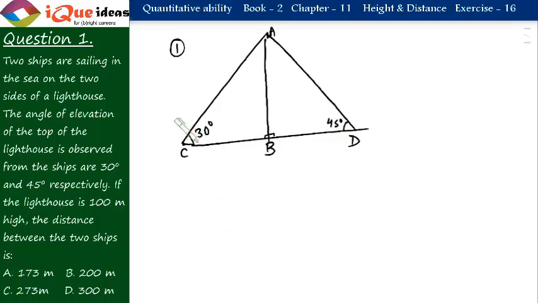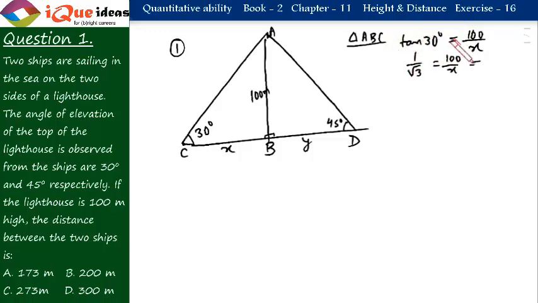It's given that the height of the lighthouse is 100 meters. Find the distance between the two ships. Let's say the distance of one ship is x, and the distance of the other ship is y. Look at this carefully. Triangle ABC is a right angle triangle. In it, tan 30 degrees equals opposite over adjacent, which is 100 over x. So 1 by root 3 is equal to 100 by x, and x is equal to 100 root 3 meters.